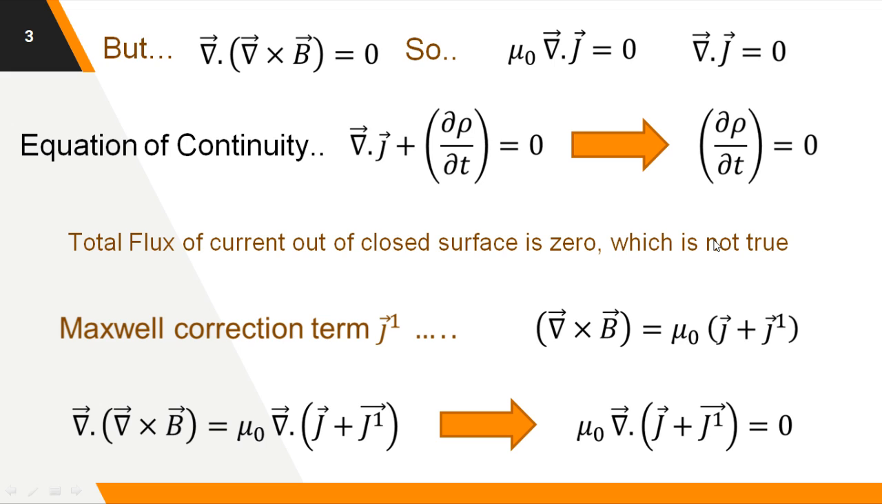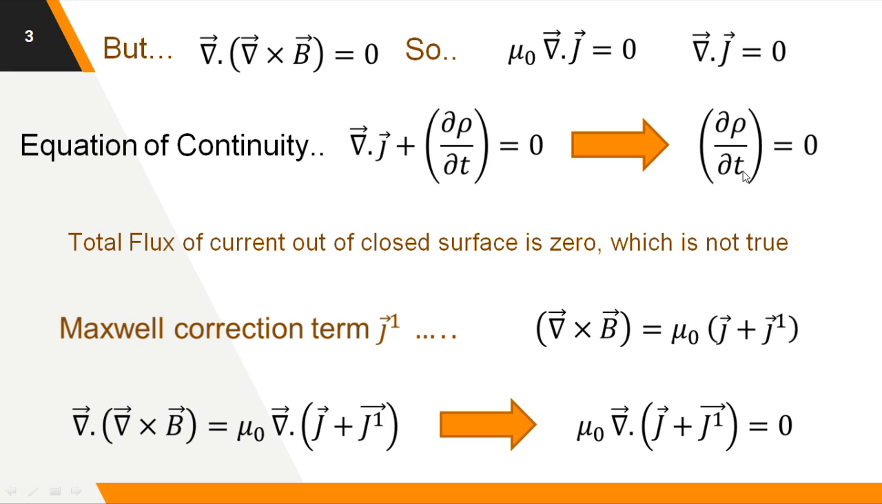If the current is entering, then the current should leave. The charges must enter, and the charges must leave. But this says the total flux of current out of the closed surface is 0, which is not true. If the current is entering, only then is the current leaving. This says total charge entering equals total charge leaving is 0, which physically we cannot understand. Mathematically, A plus B equal to 0 makes sense with A as 4 and B as minus 4, but B equal to 0 alone has no meaning. That is where the difficulty arises.